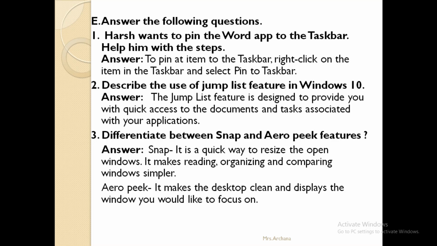Question number 3. Differentiate between snap and arrow pick features. Snap. It is a quick way to resize the open window. It makes reading, organizing and comparing windows simpler. Arrow pick. It makes the desktop clean and displays the window you would like to focus on.